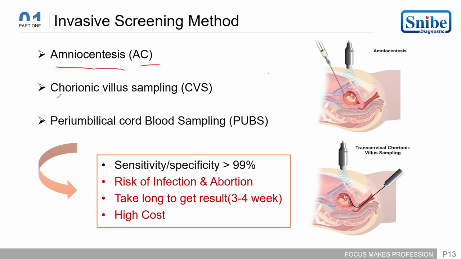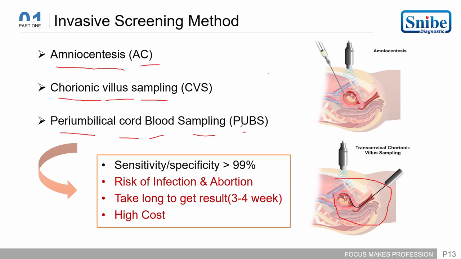The second is chorionic villus sampling, called CVS. This is the transcervical chorionic villus sampling procedure. You can see here the process through which the sample is taken. The other type is percutaneous umbilical cord blood sampling, PUBS.